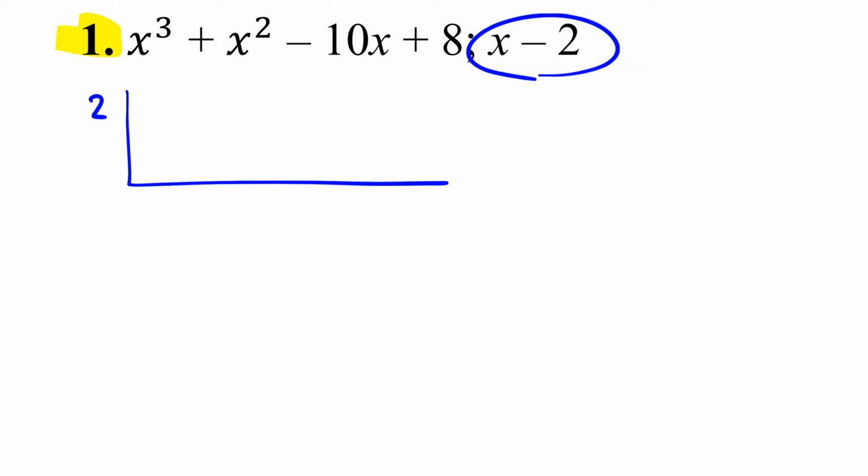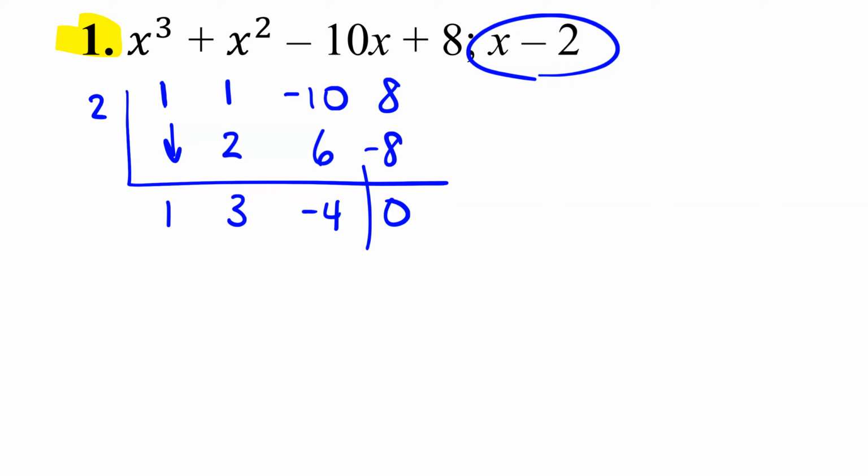Then I must list all of my coefficients. 1, negative 10, and 8. It's just synthetic division again and again. And this is why I keep having you guys try it. This is why I keep having you do synthetic division. Since it goes evenly, we know it's a factor.